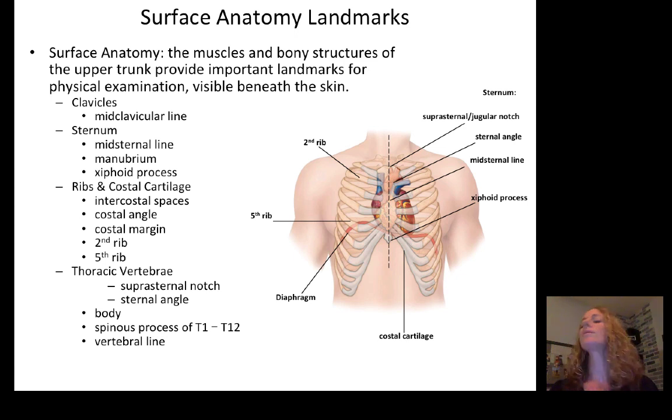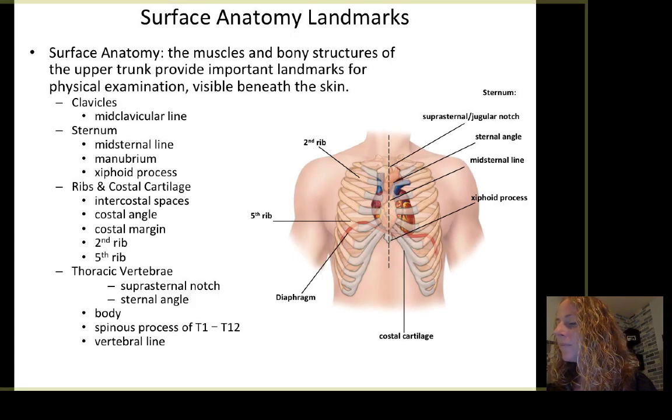We'll start with the clavicles. The clavicles are part of the pectoral girdle, attaching the upper limbs to the axial skeleton. The clavicles then attach to the sternum. The sternum is at the center of the chest cavity. The sternum is made up of the manubrium at the top, the body, and at its very base, the xiphoid process, which begins as cartilage and ossifies with age.